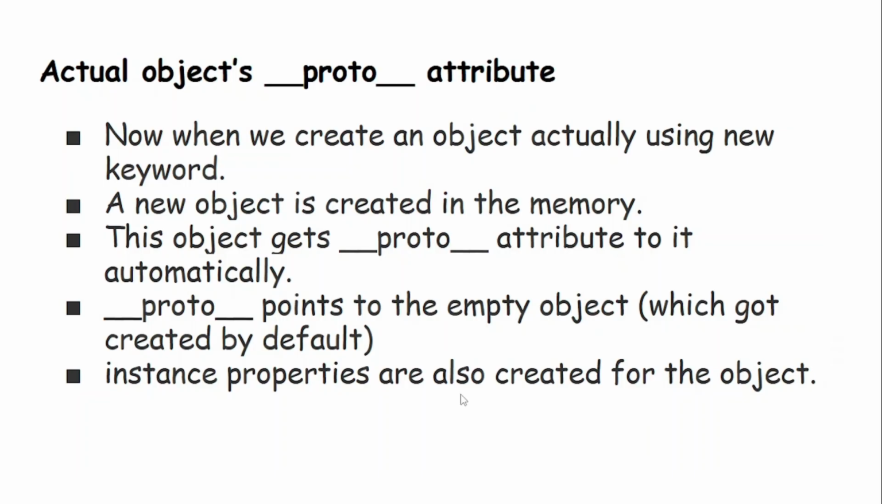So basically what has happened when we created objects named Jim and Sophia is this: when we create an object using the new keyword, it is created in memory, and this object gets a __proto__ attribute automatically. Now this __proto__ points to the empty object which got created by default initially, right? And instance properties are also created for the object.